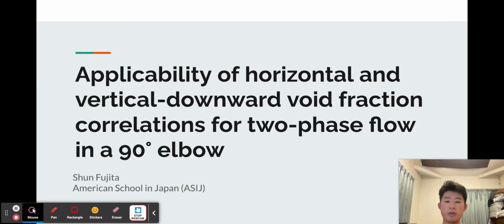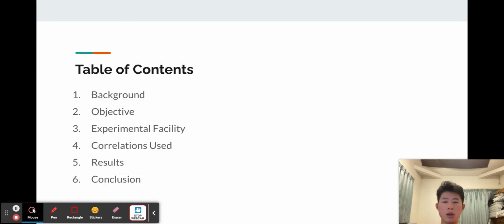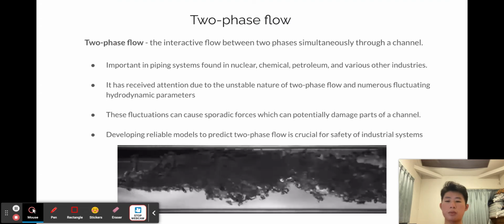Hi everyone, I'm Shun Fujita, and today I'm going to be presenting on the applicability of horizontal and vertical downward void fraction correlations for two-phase flow in a 90-degree elbow. So the table of contents: first of all, I'm going to start with the background, the objective, then moving on to the experimental setups, the correlations used, and then finishing off with results and conclusion.